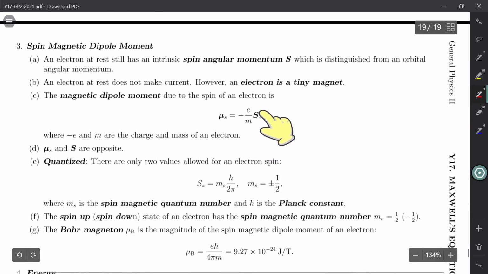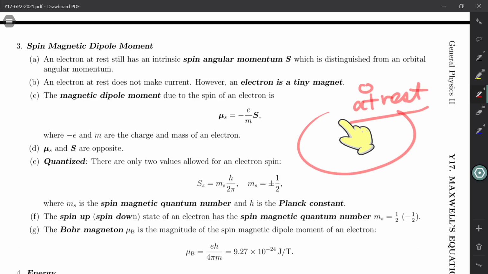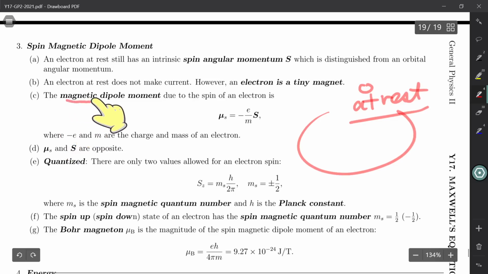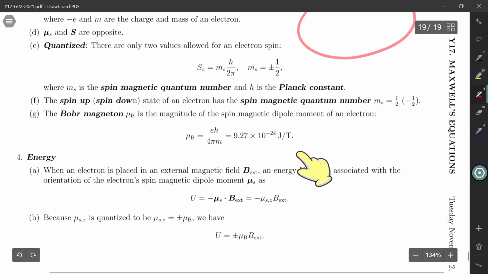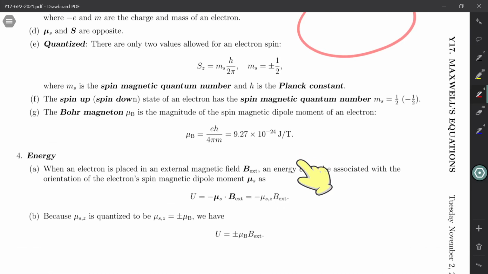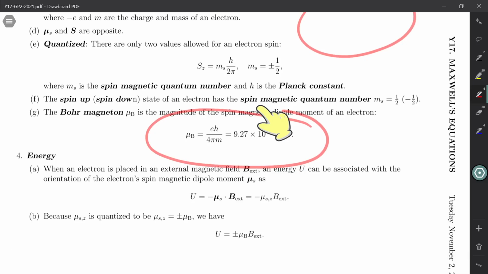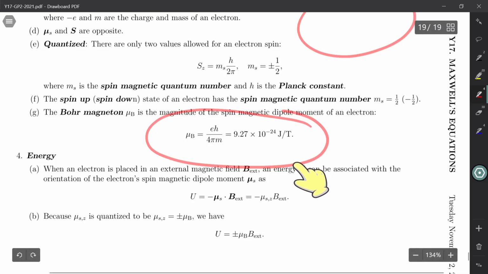In addition, even though there is no physical movement, an electron at rest even has a magnetic dipole. That magnetic dipole is called the spin magnetic moment, the magnetic dipole moment due to spin. We will also consider this later when we study quantum mechanics in the later part of this semester. Just remember, the Bohr magneton is defined by this. Okay, that's it for today.